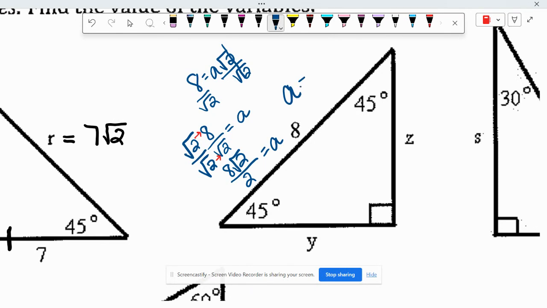So A equals 4 times the square root of 2. So that means that each one of these sides equals 4 times the square root of 2.